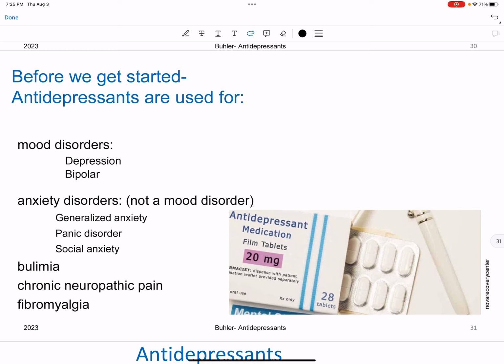But you'll be talking about how the depression in bipolar is a little more complicated than it is for major depression in terms of treatment. And so you might be using some other drug classes for bipolar depression. Even though they are designed as antidepressants, they're really highly used for anxiety disorders.